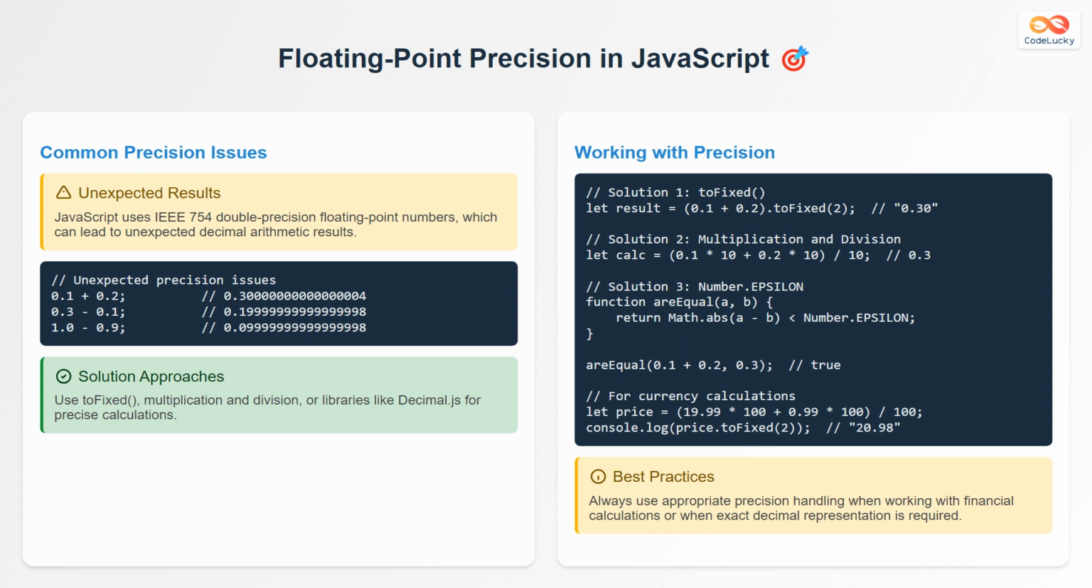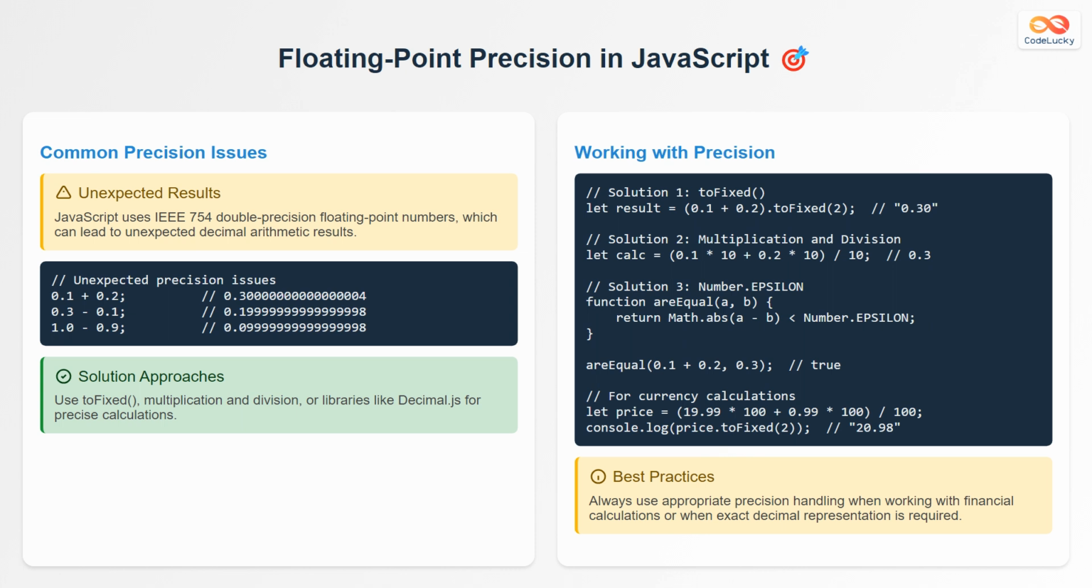For example, if you try to add 0.1 and 0.2, you might expect to get 0.3, but instead you get 0.3 followed by a bunch of zeros and a 4 at the end. Similarly, 0.3 minus 0.1 does not give 0.2 exactly, and 1.0 minus 0.9 does not give 0.1 exactly. These happen because of the way that floating point numbers are stored in memory.